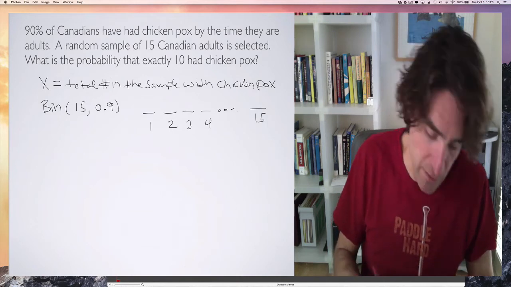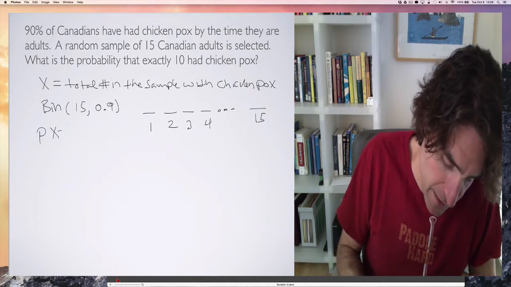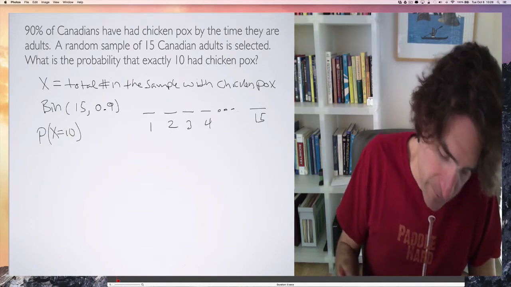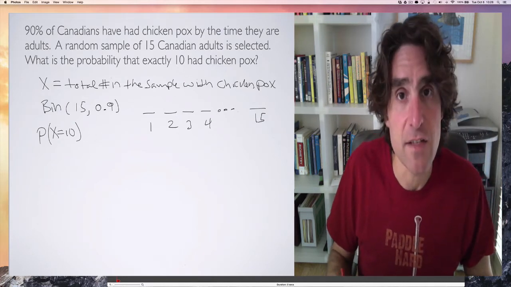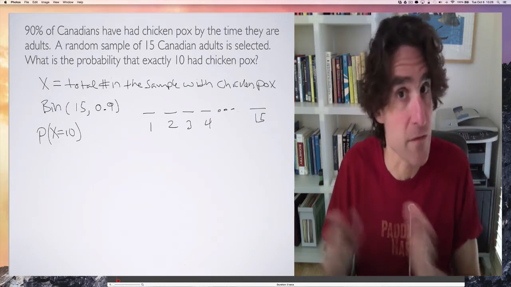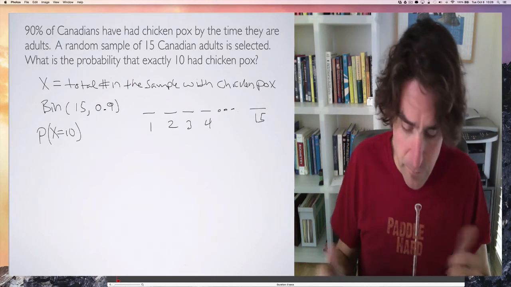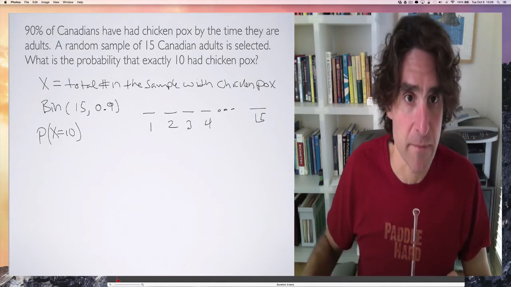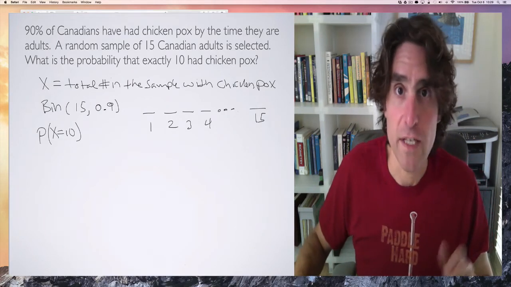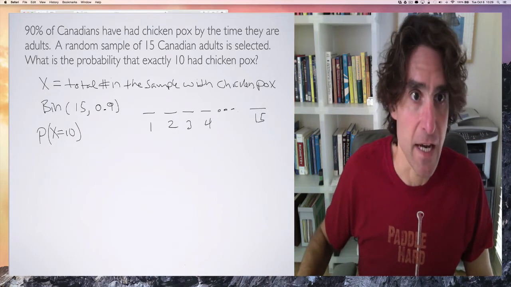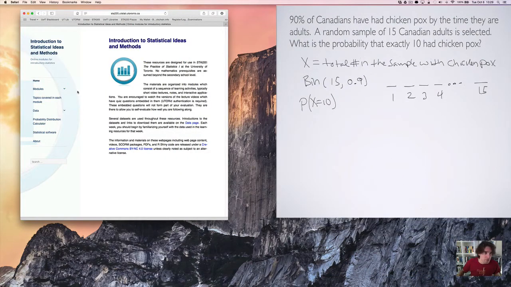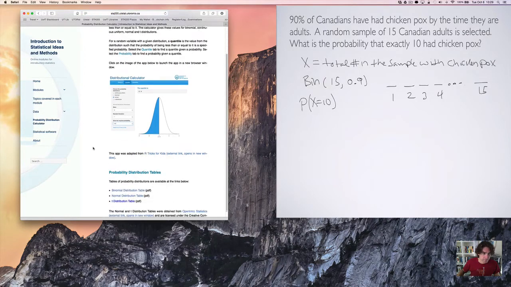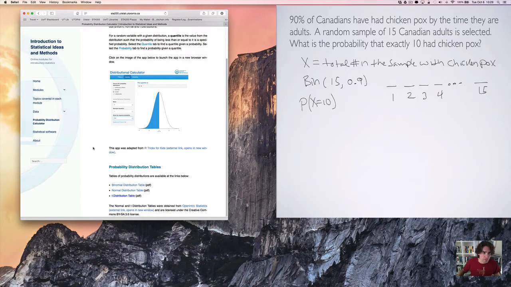So the probability that we're interested in is the probability that x is equal to 10. In other words, 10 of these people have had chickenpox and 5 don't. So how can we get that probability? We can go over here to the STA 220 page and go to probability distribution calculator and go over to the binomial table.